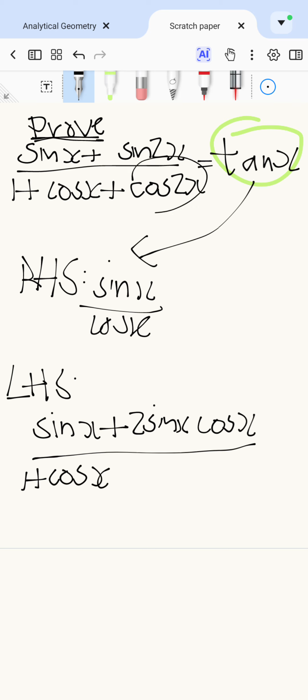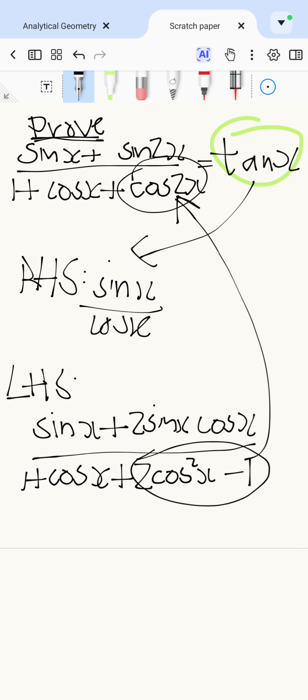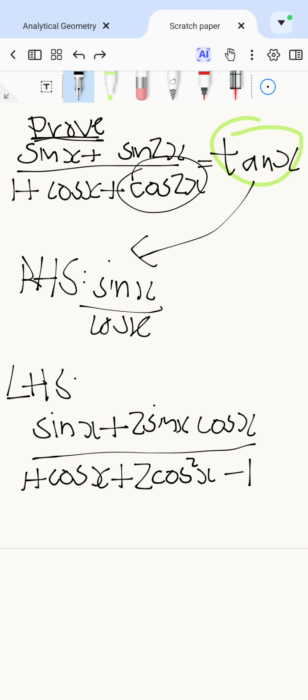And now my cos double angle, there are three options. Like I mentioned, I'm going to go with the option that still has cos in it, because I know I want to end up with cos at the bottom. So I'm replacing this with plus 2 cos squared x minus 1. So this over here is that double angle. We find that on our formula sheet if you didn't remember that.